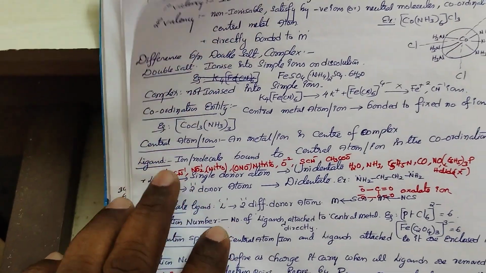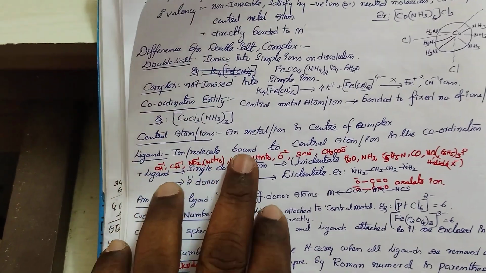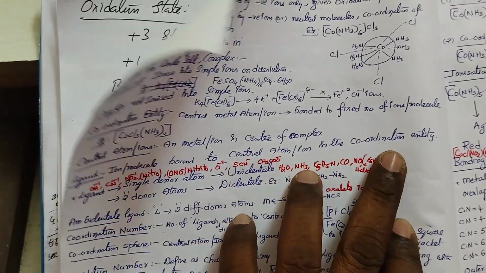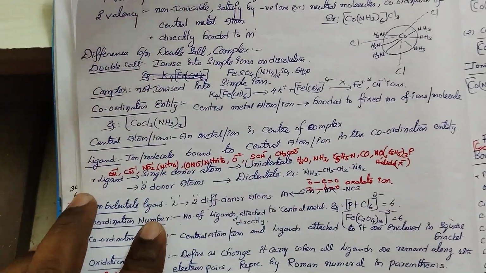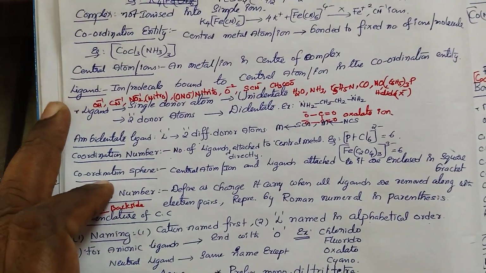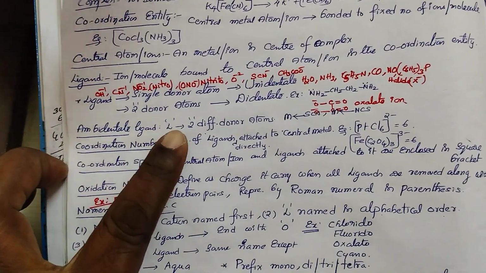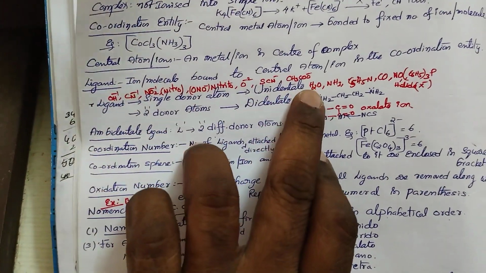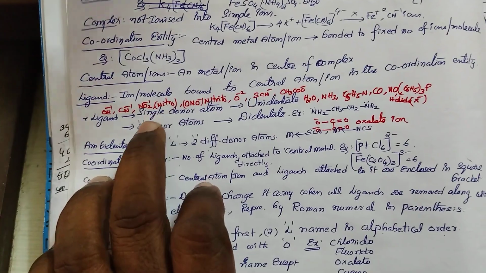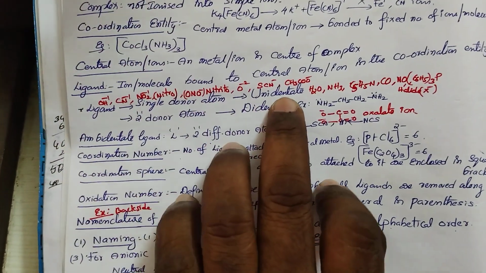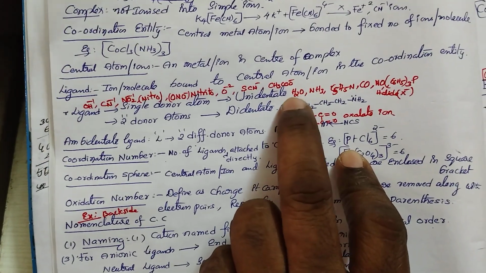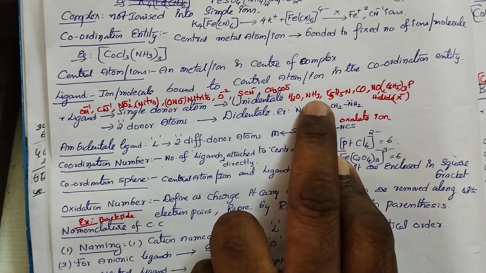Next, ligand. A ligand is an ion or molecule which is bonded to the central metal atom in a complex. Ligands are classified into unidentate, didentate and ambidentate ligands. If a ligand has a single donor atom, it is called a unidentate ligand. For example, water, where O is connected to the central metal atom.